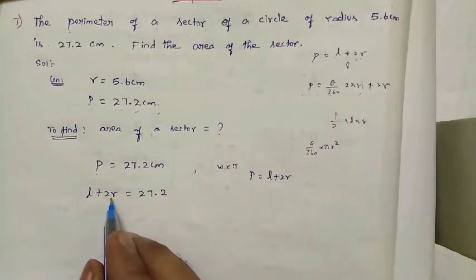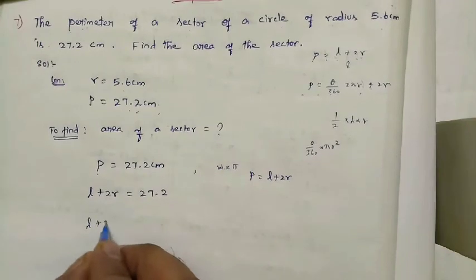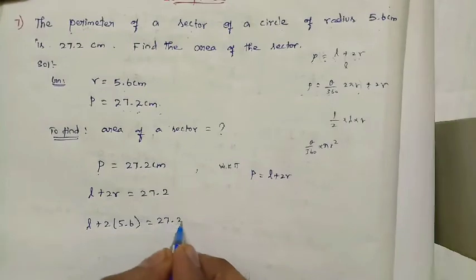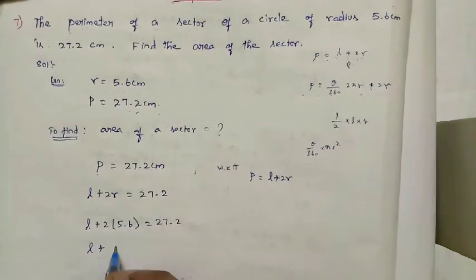Already we know the radius. What is the value of radius? 5.6. Substitute here and simplify. L plus 2 into 5.6 is equal to 27.2. L plus 2 into 5.6, how much? 11.2, right?